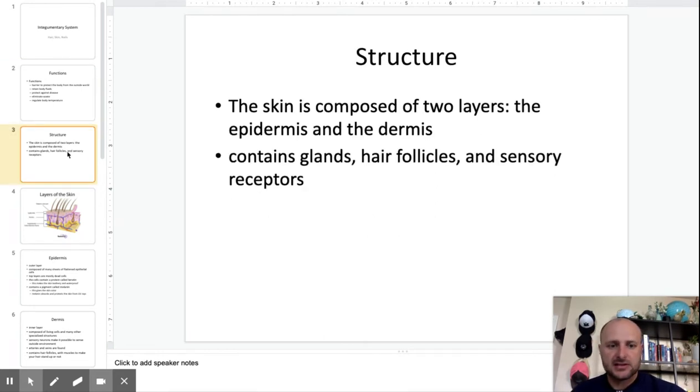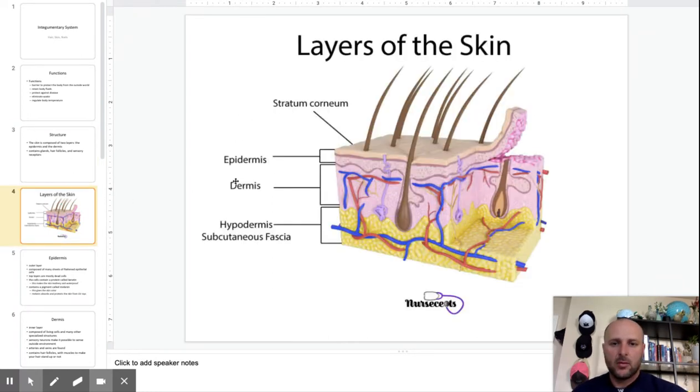Structure. Skin is composed of two layers, an epidermis and a dermis. It also contains glands, hair follicles, other sensory receptors, blood vessels, things like that. And it works like this. The epidermis is the outside layer. It's not very thick. The dermis is a much thicker layer. Some people talk about the hypodermis as a layer, but I'm having you just learn these two: the epidermis up here and the dermis down here. So let's talk about each.